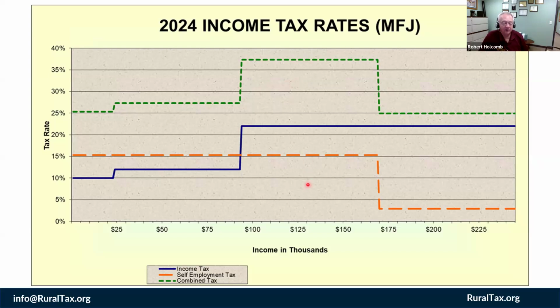And one of the reasons that we have the middle of the green hump is that self-employment tax is 15.3%. It goes out to about $168,000 in 2024, and then it drops down to only the 2.9% Medicare portion, which goes into infinity. That's why you see this drop when you get to the self-employment tax limit, or the Social Security limit.